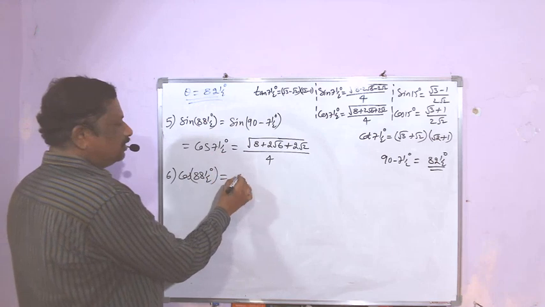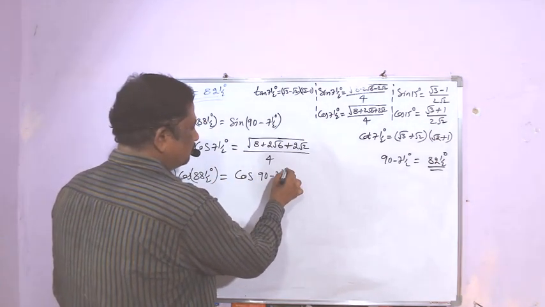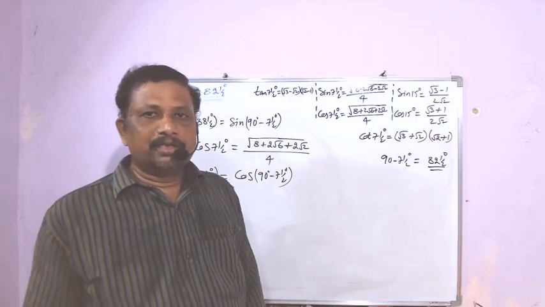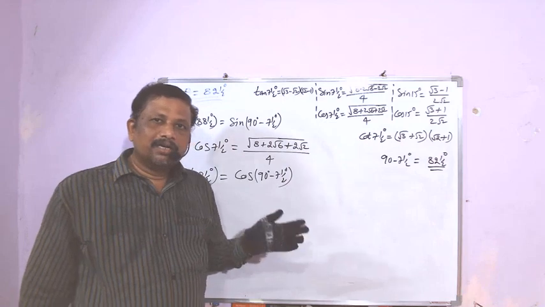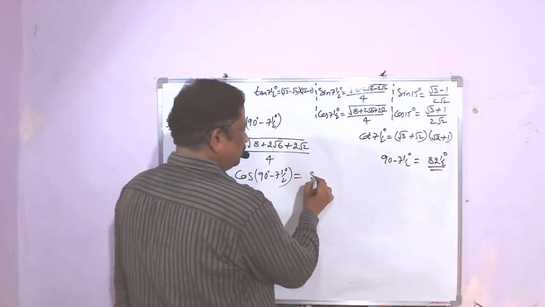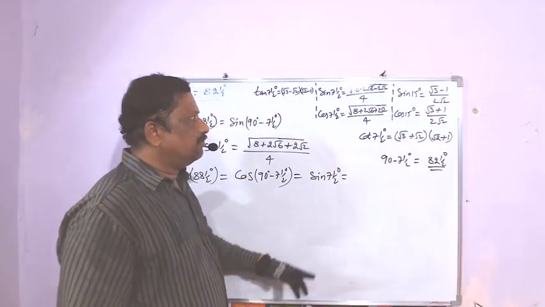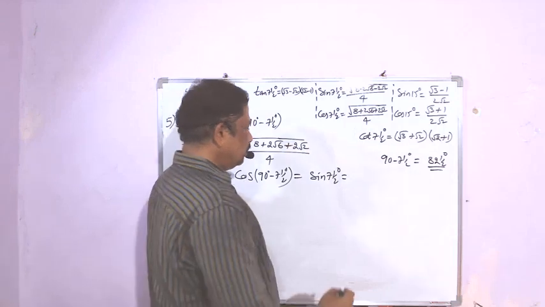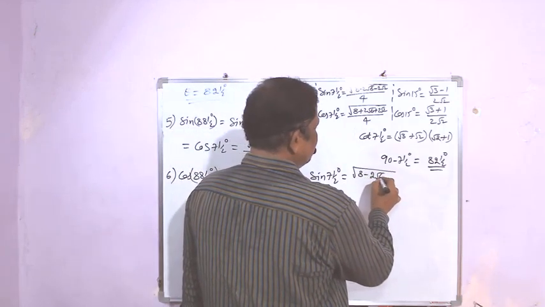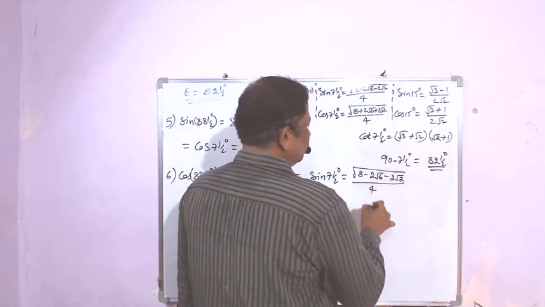So cos 82.5 degrees, this also we can write as cos 90 minus 7.5 degrees. So it also falls in the first quadrant. It is operating on the y-axis. The ratio changes. Cos to sin 7.5 degrees we get. Sin 7.5 degrees we already found: under root 8 minus 2 root 6 minus 2 root 2, all divided by 4.